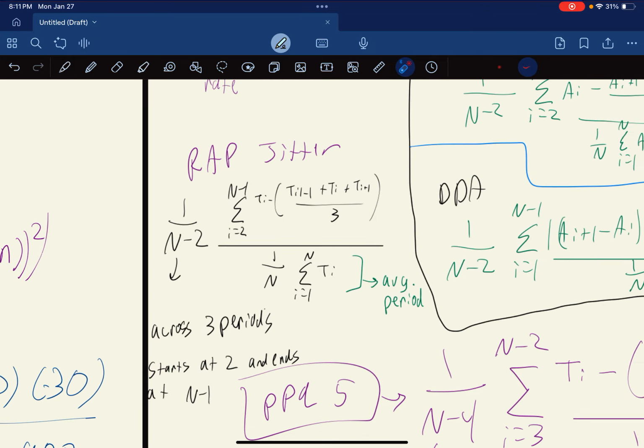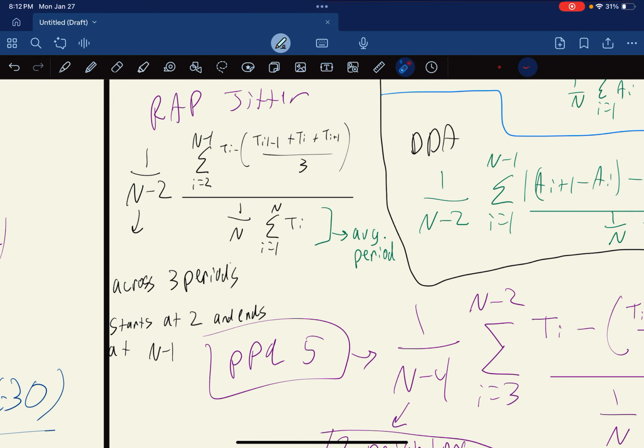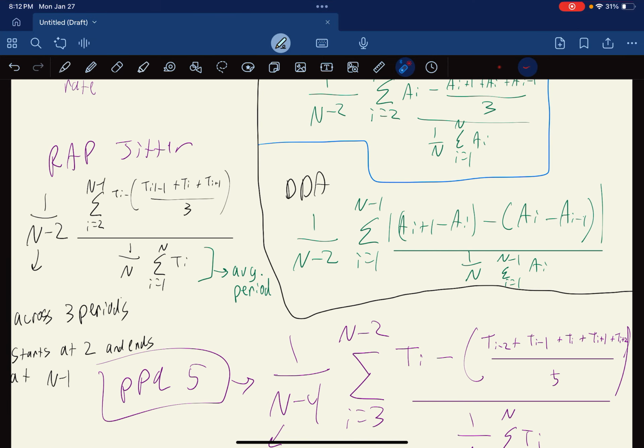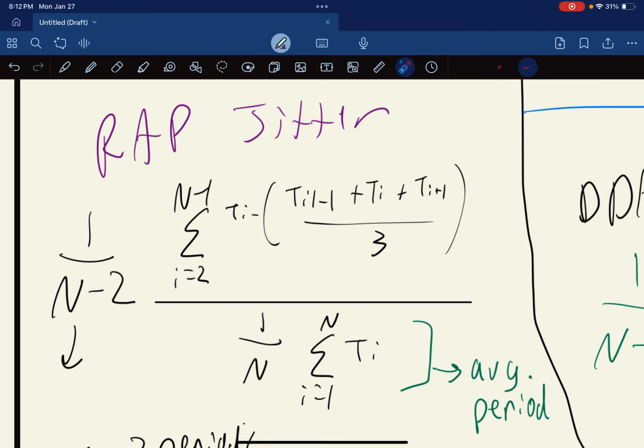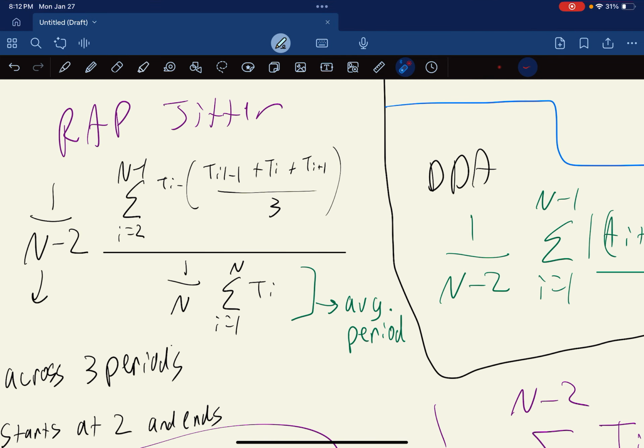So RAP jitter stands for relative average perturbation, I think. Don't quote me on that though. The name, to be honest, doesn't really matter. We call it RAP jitter in our function. All that you need to know particularly about it is we're just measuring the jitter, so the change in frequency between the neighbors of a point.